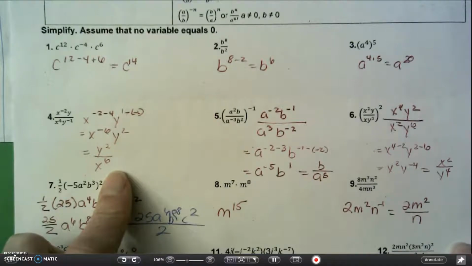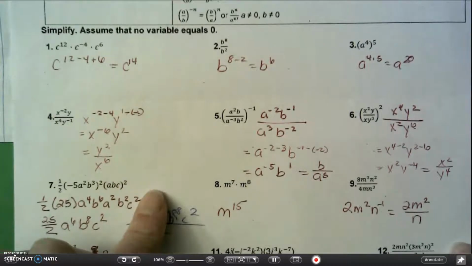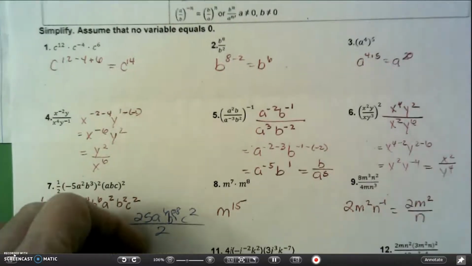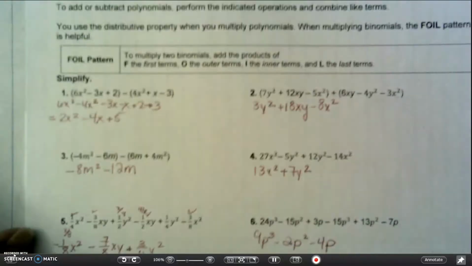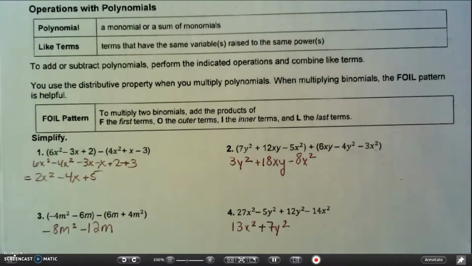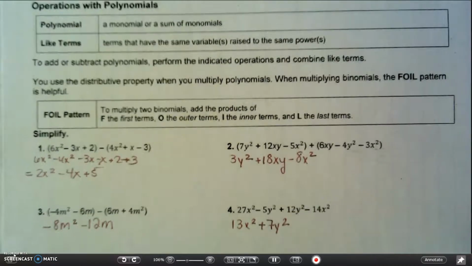Now, what you had to do for today and what you're doing on the quiz, I don't have really any problems like this at this point. What I'm more interested in is the adding, subtracting, multiplying, and dividing. So let's take a look at some of those. I'm going to flip this over and look at the other side of our note sheet. Remember, when you're adding and subtracting polynomials, all you're doing is combining like terms.